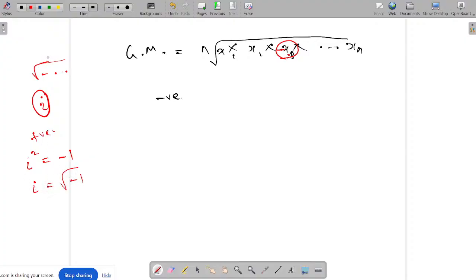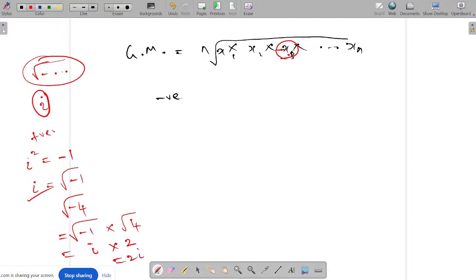So whenever I get something negative inside the root, I have to express it in terms of i. For example, I have minus 4. How can I represent this one? Minus 1 into root of 4. So this minus 1 becomes i and this root 4 becomes 2. So the value is 2i. This is an imaginary number.